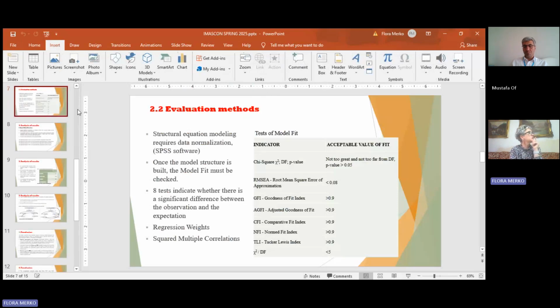Evaluation methods. Structural equation modeling requires data normalization. Once the model structure is built, the model fit must be checked. Tests indicate whether there is a significant difference between the observation and the expectation, regression weight, and the last one, squared multiple correlation.